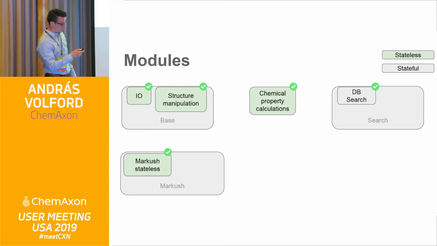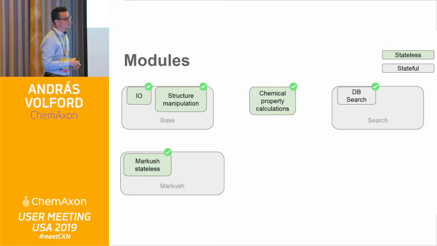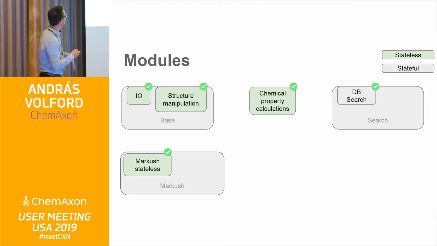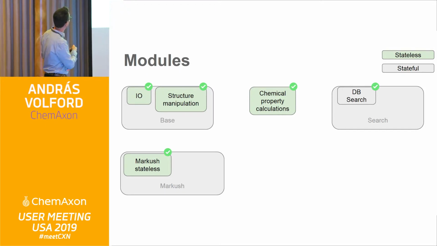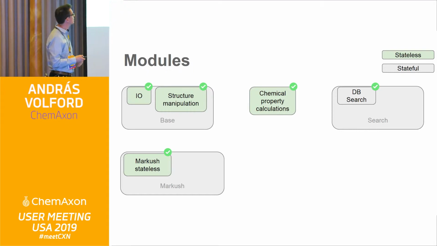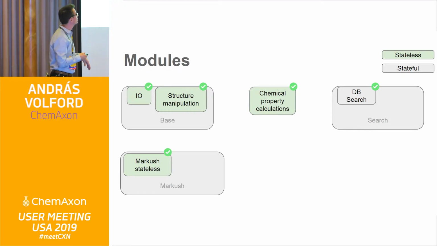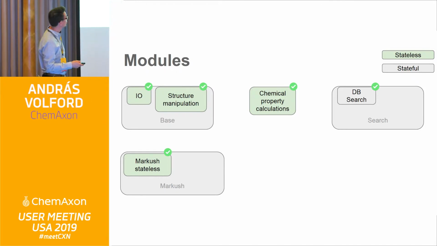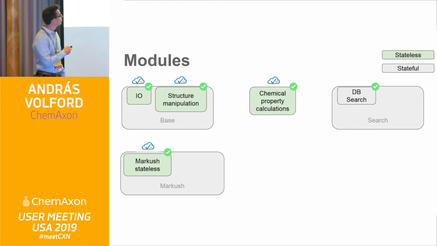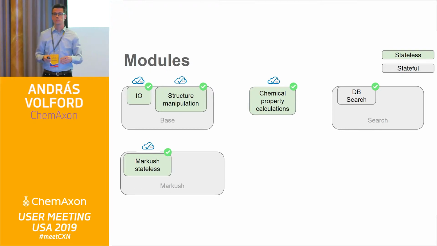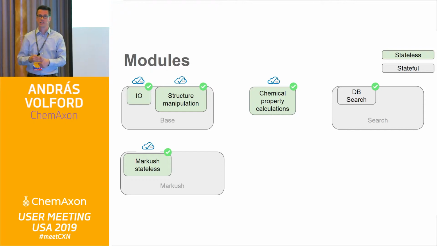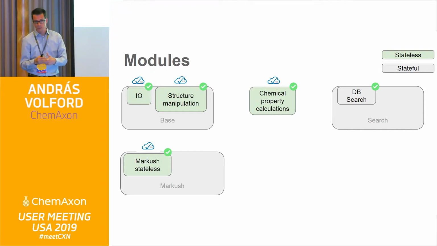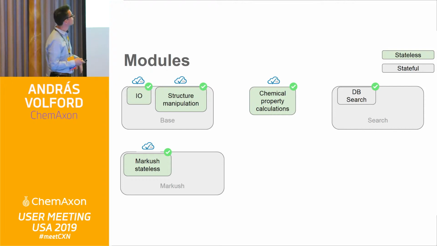So what we have as modules so far: the DB search module was released at the end of last year, and also the IO and structure manipulation module was released at the end of last year. Since then, we have created the chemical property calculation module and the Markush stateless modules. I have to mention that from these modules, we can say that some of them are cloud-ready, but we are working on the DB search module to be totally cloud-ready, which means highly available and also working in a distributed environment.